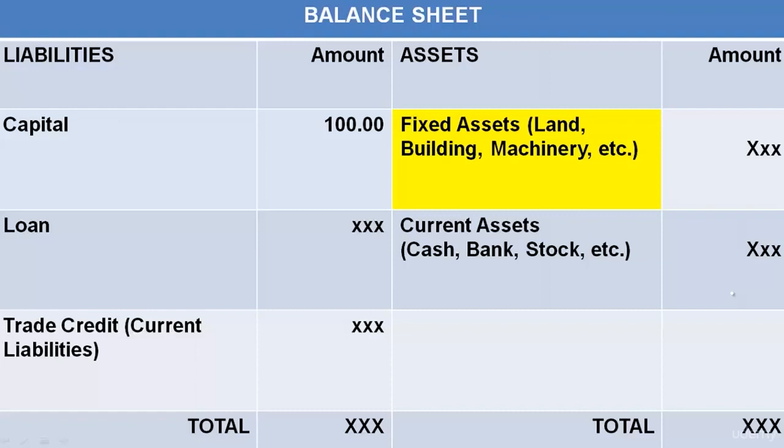Here we have on the yellow cell, fixed assets, land. What's the value? 100. So you have a capital of 100. With that capital, you have purchased land and building for 100 crore.